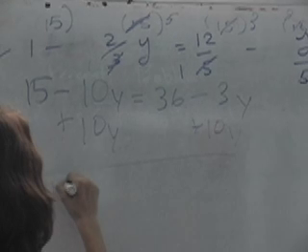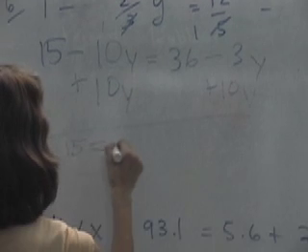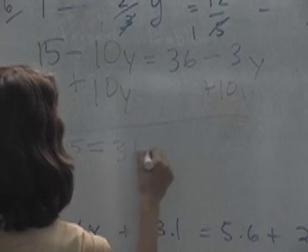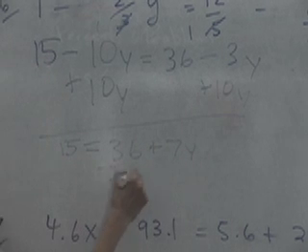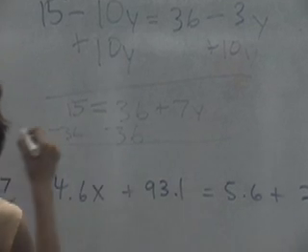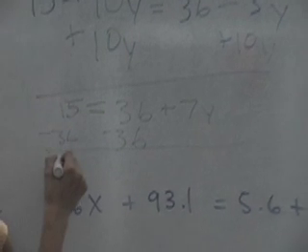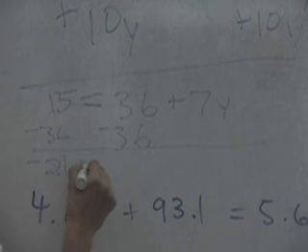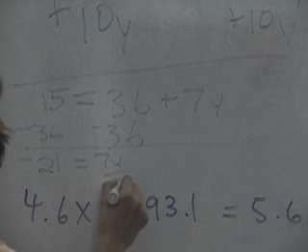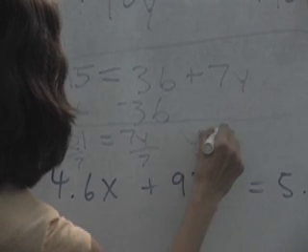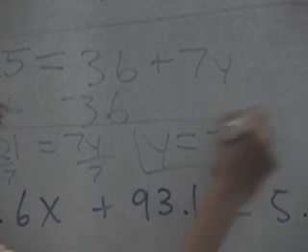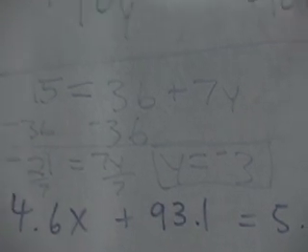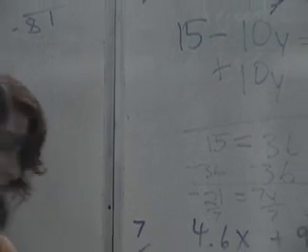And you get 15 equals 36 plus 7y. And you subtract the 36. You get 20 minus 21 equals 7y. You divide the 7 and get y equals minus 3. All right, that's great. Give her a hand.